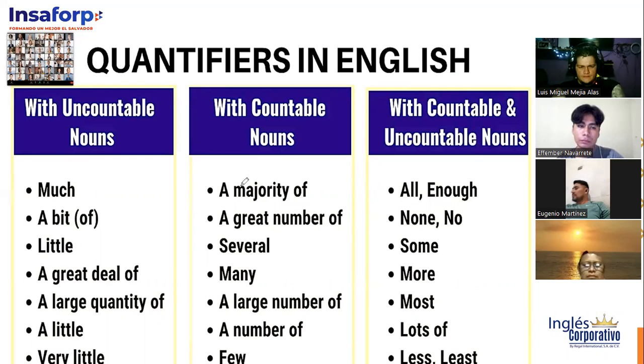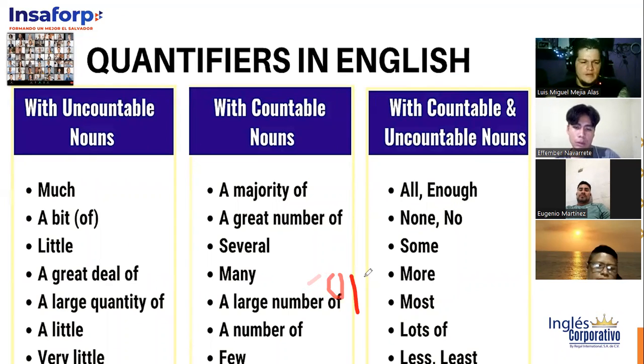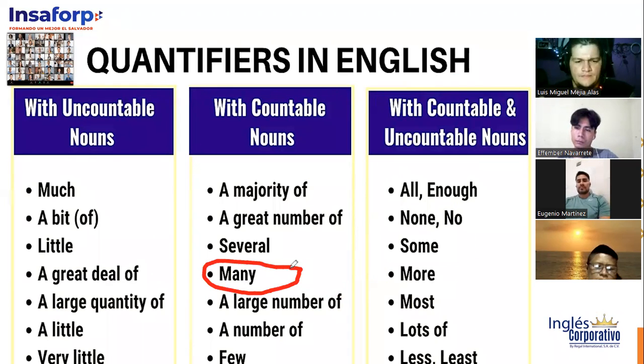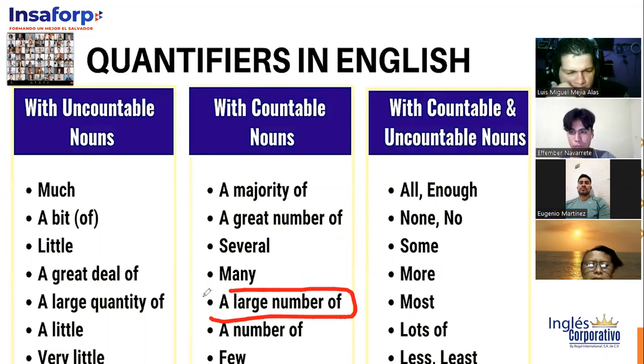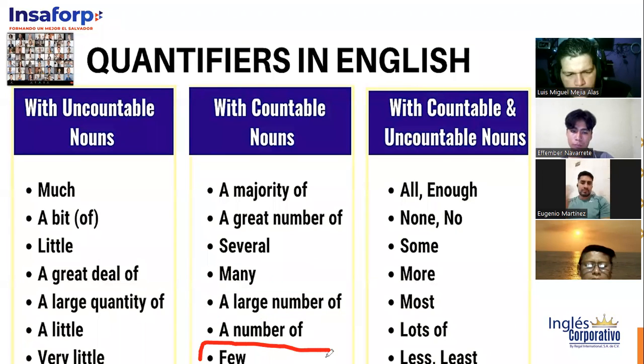For example, you can say with countable, people. Is the word people countable or uncountable? It's countable. Okay. So using many, you can say many people are studying English nowadays. Is it clear? You can also say a large number of people are studying a second language. Or you can also say a large number of people are immigrating or migrating to the United States. Okay, you can also say few people are getting sick of COVID-19 nowadays.